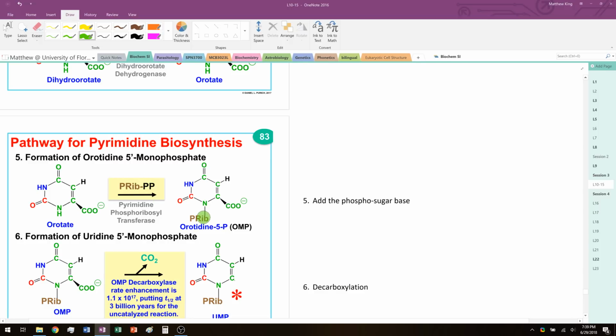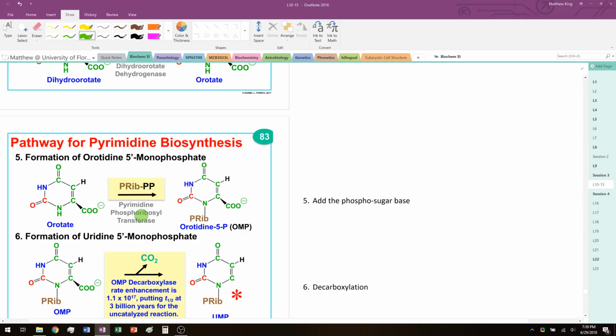I will kick your guys' butts if you do not say that on a multiple choice. If he asks what catalyzes, or not what catalyzes, but how do you get from point A to point B, and you don't pick this as the answer choice, I'm going to go over there and kick your butt, because this is the easiest one. You just literally add the sugar base on right here.